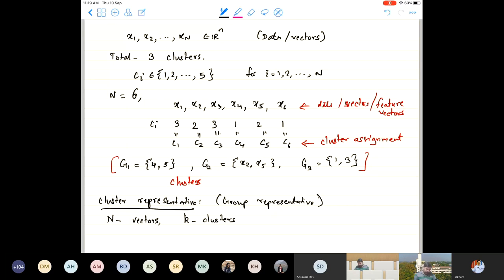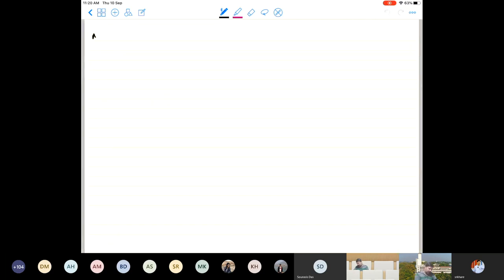Maybe this is where you cannot see what I am writing, so I'll write down again. There are N data points and k clusters. Then Z1, Z2 up to Zk are the cluster representatives.